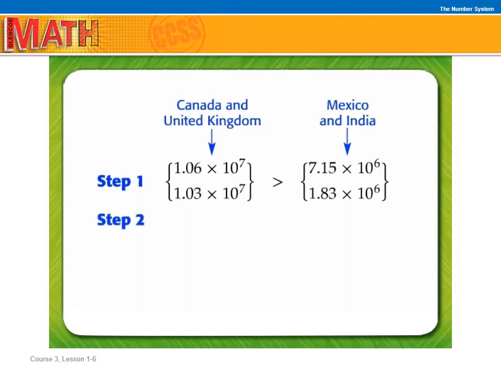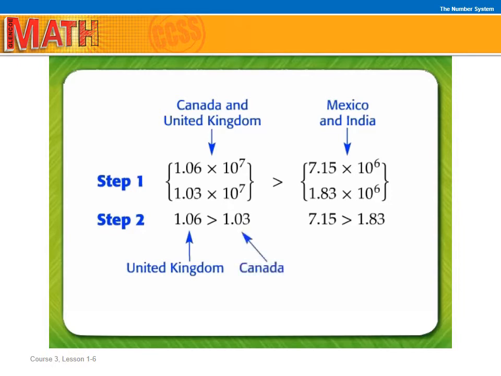Next, look at the groups individually. Since 1.06 is greater than 1.03, tourists from the United Kingdom spent more than tourists from Canada. Since 7.15 is greater than 1.83, tourists from Mexico spent more than tourists from India. So, in order from greatest to least, the countries are the United Kingdom, Canada, Mexico, then India.